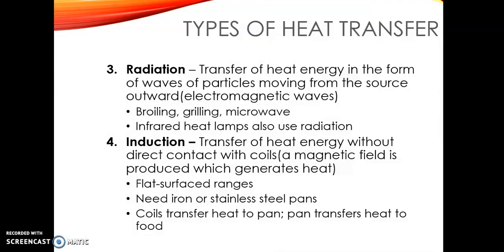So next is radiation, and this is the transfer of heat energy in the form of waves of particles moving from the source outward, or electromagnetic waves. And so this is the type of heat transfer for broiling, grilling, and microwave. And another way to transfer heat with radiation is actually through infrared heat lamps.